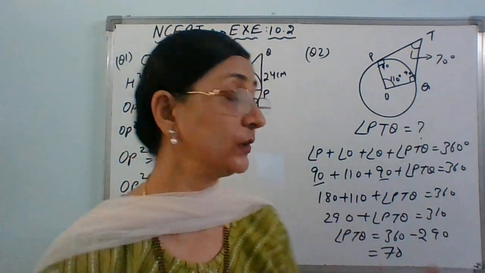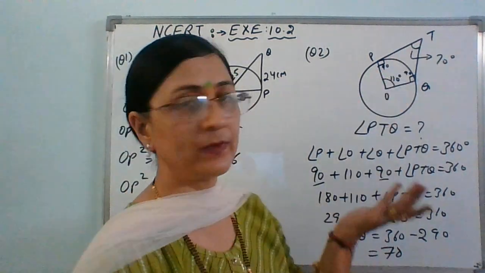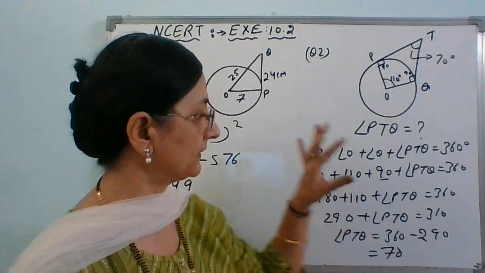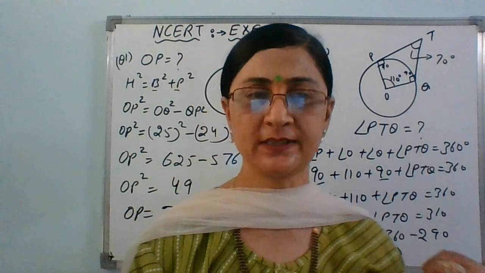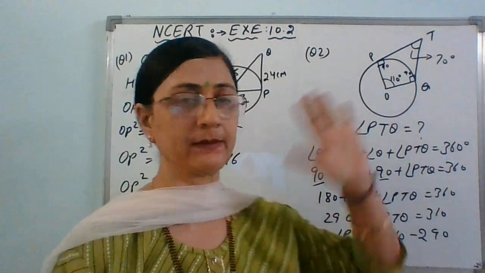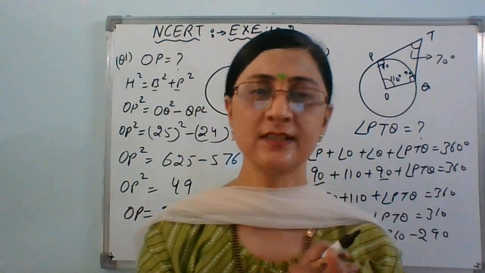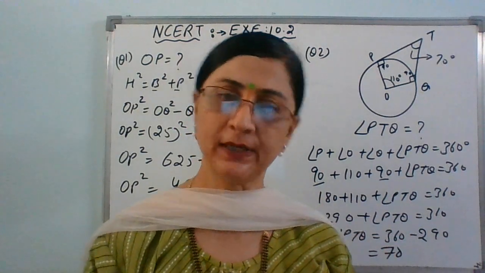And you can do it orally also. 90 and 90 is already 180, then 110, and you have to subtract 110 from 180, so 70 comes. So this way you have to do it, right? Since it is a quadrilateral, a 4-sided figure, the total is 360. 3 angles you already have. This 90, we know that a tangent touches the circle, and with the radius it makes 90 degrees.